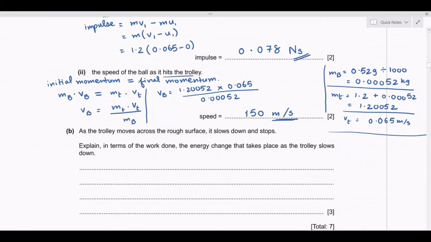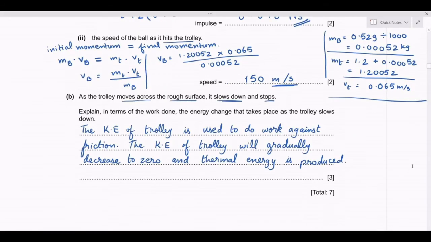B. As the trolley moves across the rough surface, it slows down and stops. Explain, in terms of the work done, the energy change that takes place as the trolley slows down. So the answer to this is that the kinetic energy of the trolley is used to do work against friction. The kinetic energy of trolley will gradually decrease to 0 and thermal energy is produced.